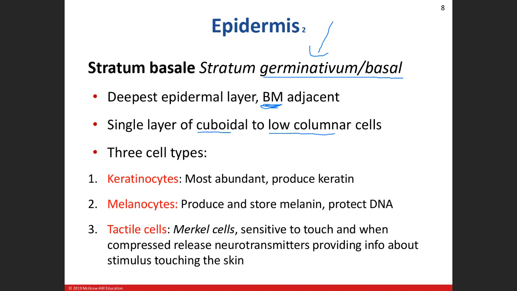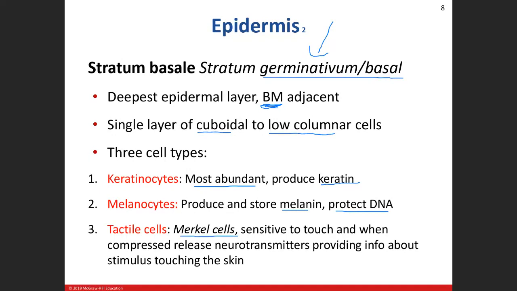So there are 3 types of cells. We've seen these all before. The keratinocytes are the most abundant. This is the one that makes that killer protein. Then we have our melanocytes. That's what's going to make our melanin, and that's used to help protect our DNA when it's exposed to ultraviolet radiation. And then finally, our tactile cells, or Merkel cells.